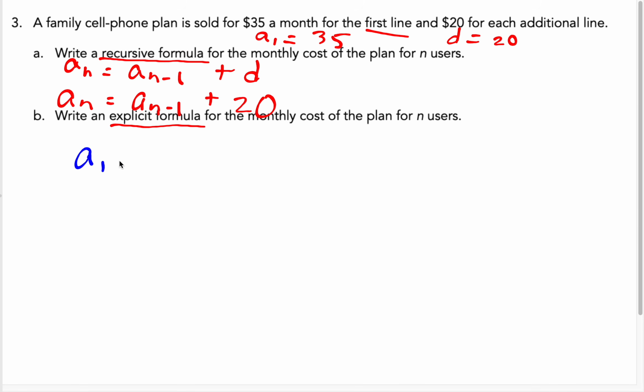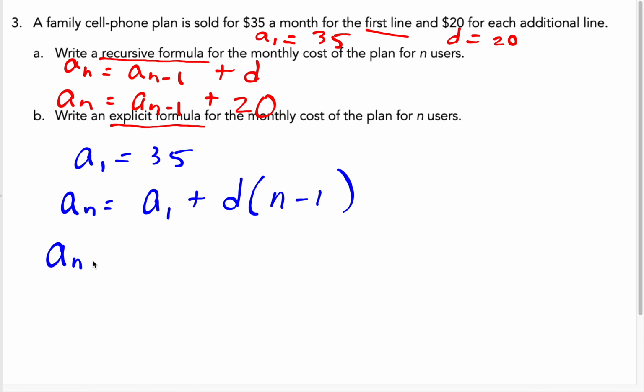So again, we know our first term is 35. So on the explicit rule, remember, you're taking the first term plus your common difference times n minus 1. So if we want to find the nth term of the sequence, we take the first term, which is 35, and we add on the common difference, which is 20 times n minus 1. And that's the explicit formula for the monthly cost of the plan for n users.